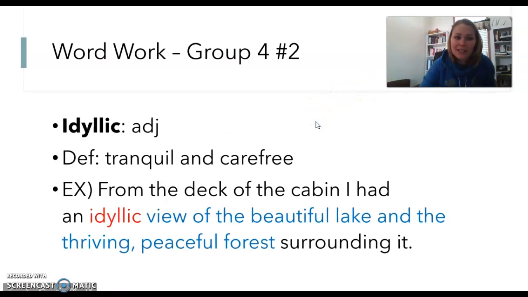All right, today's word is idyllic. Idyllic. It is an adjective. Make sure you go ahead and say that. Idyllic. It's an adjective describing something that is tranquil or carefree. So my example sentence says, from the deck of the cabin, I had an idyllic view of the beautiful lake and the thriving, peaceful forest surrounding it. Okay, so make sure you get those notes in your OneNote and you update with your own sentence as well.